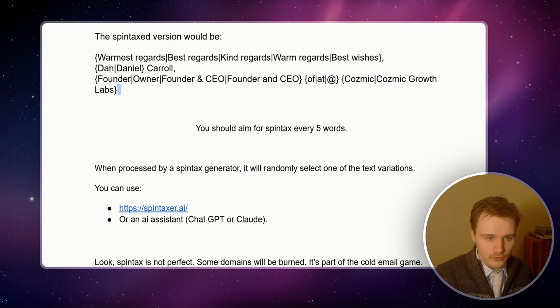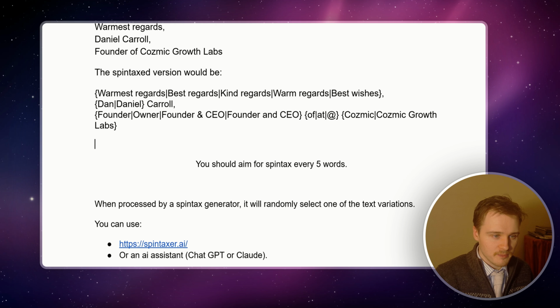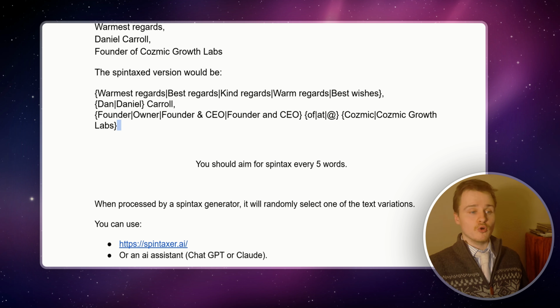And so we want to do this because basically what's going to happen is, depending on your recipient of your emails, well, they won't get all of this. They're only going to get one. So the final result will be like best regards, Dan Carroll, founder and CEO of Cosmic, right? Or it could be best wishes, Daniel Carroll, founder at Cosmic Growth Labs, whatever, right? It just adds more variation.